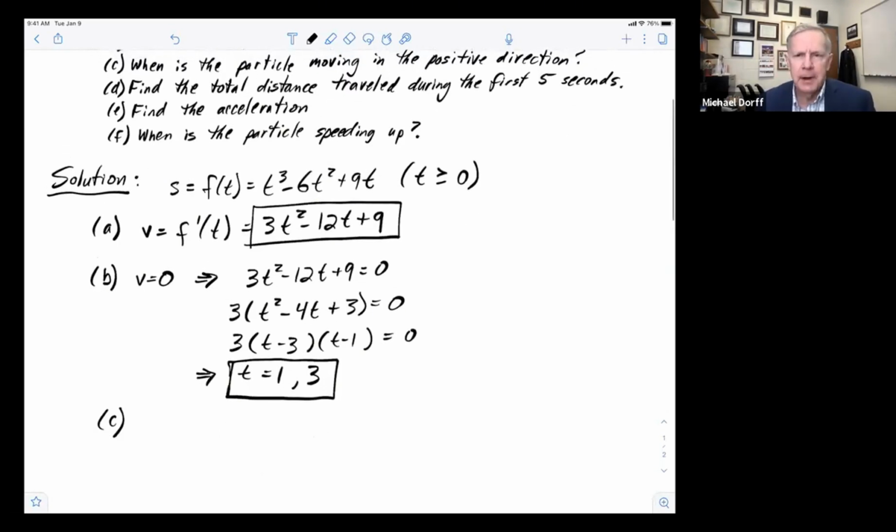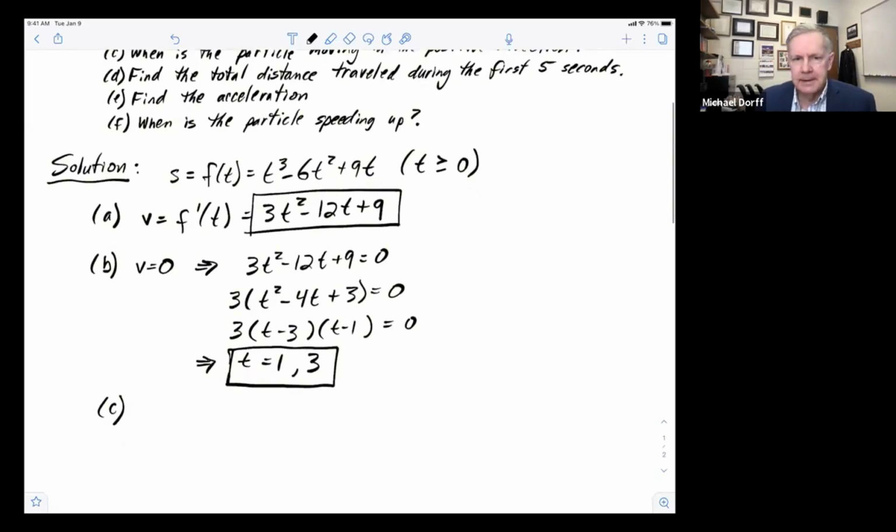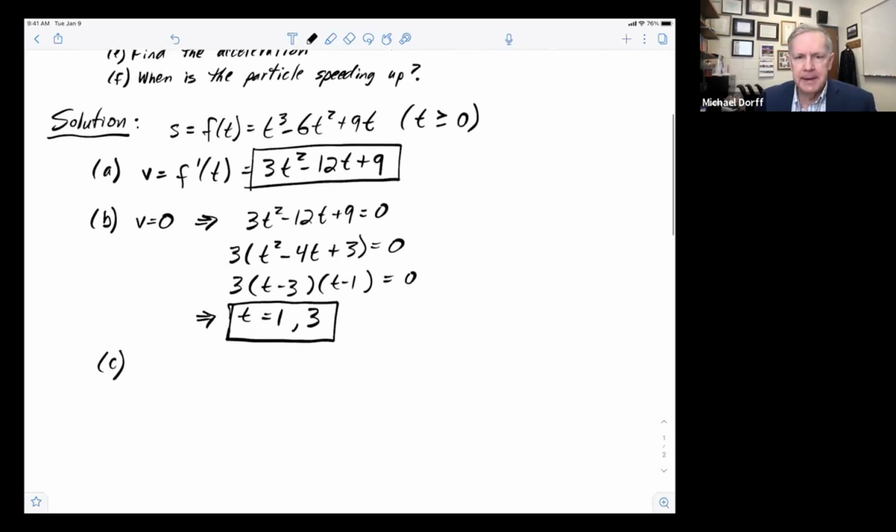Part C, when is the particle moving in a positive direction? Now there's two ways you could do this. One way is to find out when is the velocity equal to 0. So I could take my velocity equation here, 3t squared minus 12t plus 9, and set it equal to 0 and find out when that's true. But I could also use the results from part B. I know that it's at rest at t equals 1 and t equals 3. The lowest value I can have for t is 0 because t represents time.